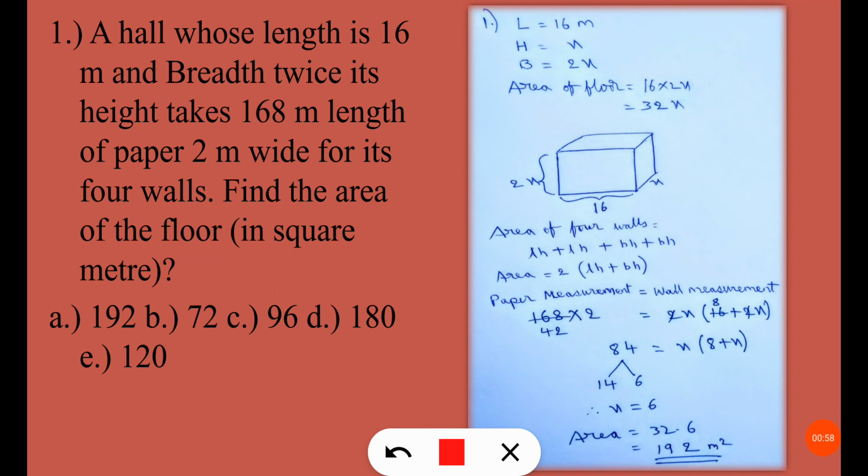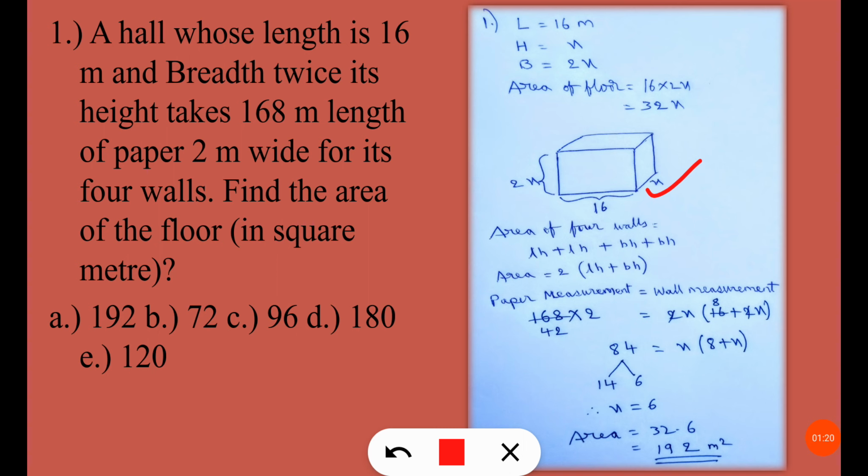Among the options, how many 32 multiples are there? First option 192, that is 32 times 6. 72 is not a 32 multiple. Again 96 is 32 times 3, so 96 is a 32 multiple. So there are two options of 32 multiple, and we need to solve the problem. This is the area of the floor. We have to find out the 32x.